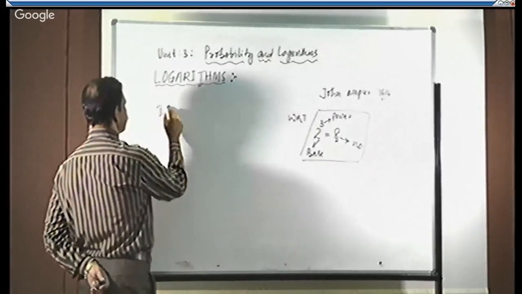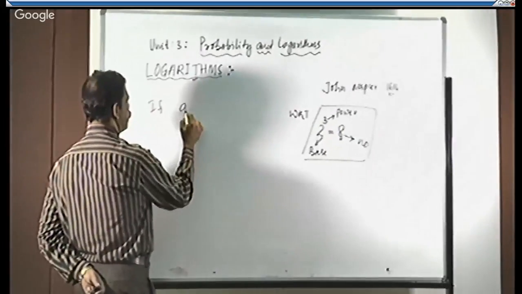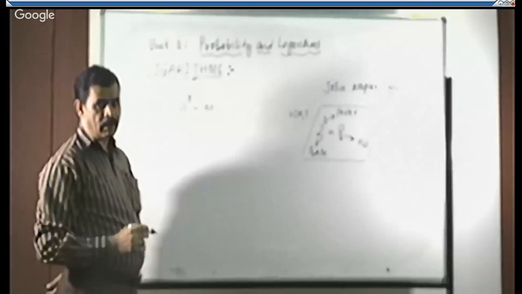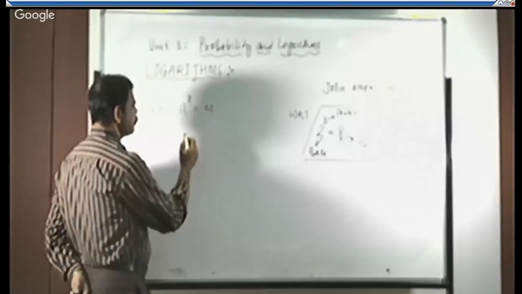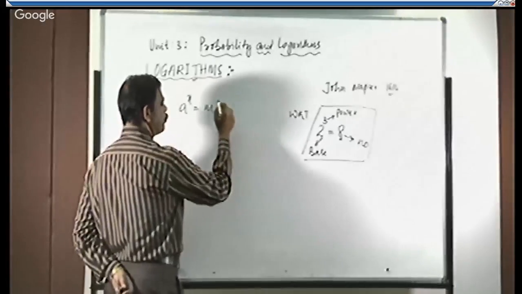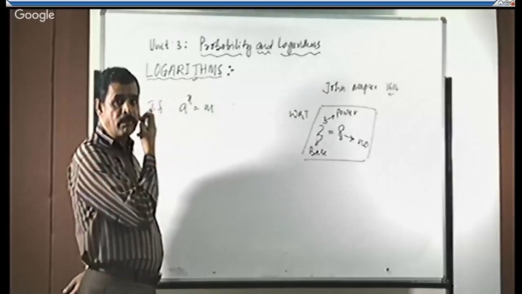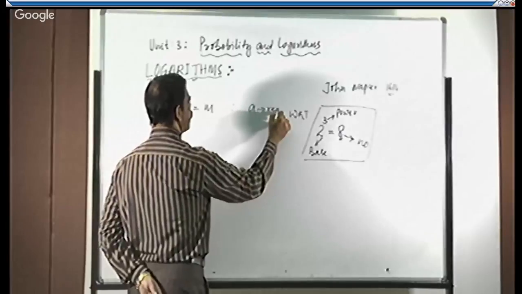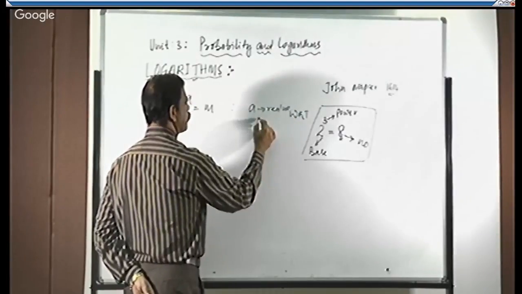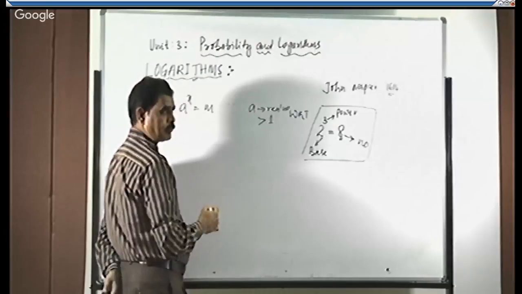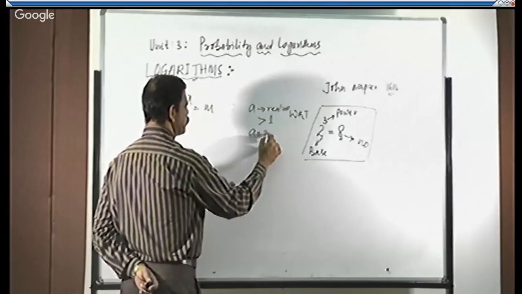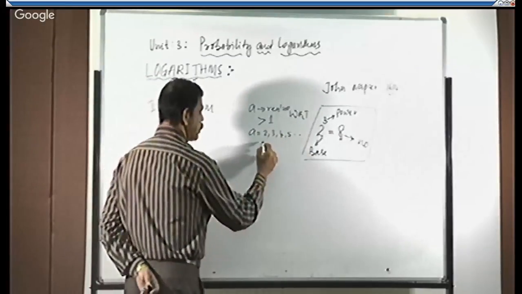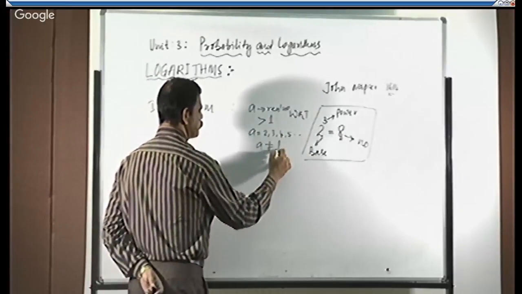Suppose a to the power of x is equal to m. Here a should be a real number which is greater than 1. A is a real number which is always greater than 1. Means a is equal to 2, 3, 4, 5, all positive numbers. A should not be equal to 1. Right?